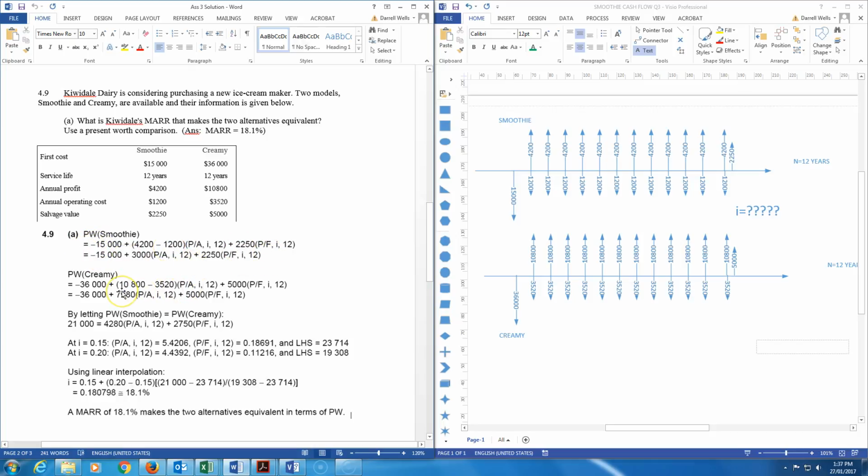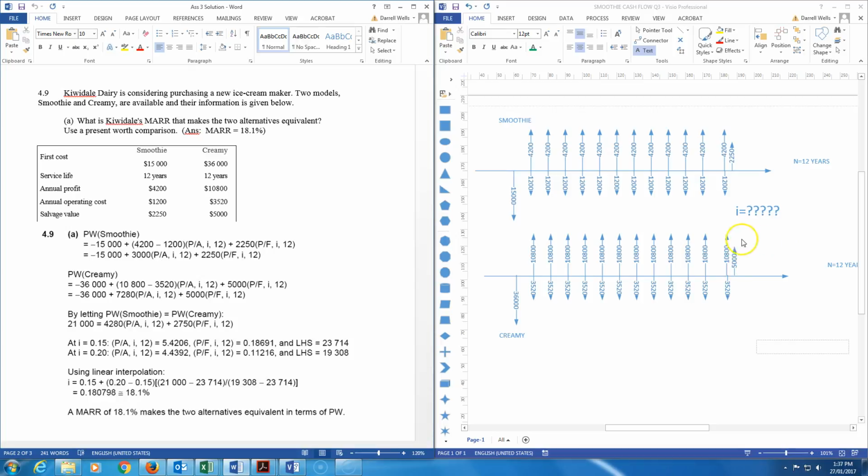So to repeat the same process for the creamy machine, we have our initial cost of negative $36,000. We have our annual revenue and annual operating costs. Again, both of these are annuities, and we can convert them to a present value using the PA factor. And remember, you read this as: determine P given A for a particular interest rate for N years.